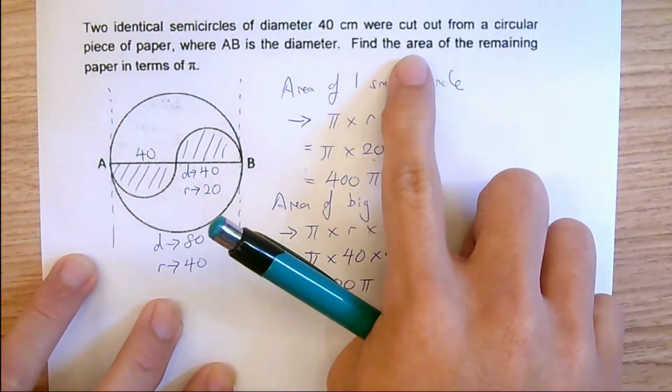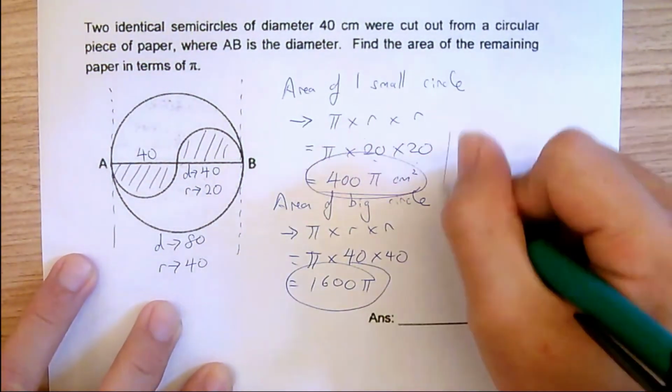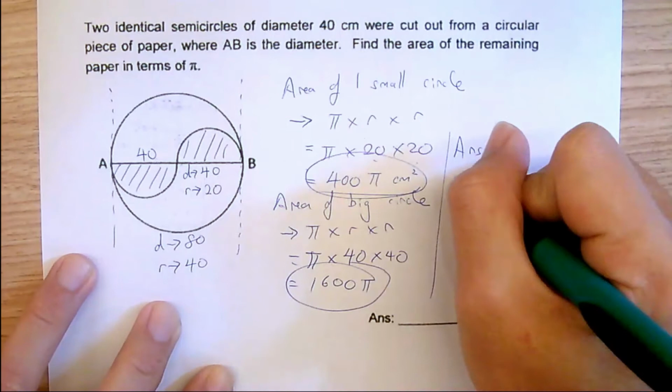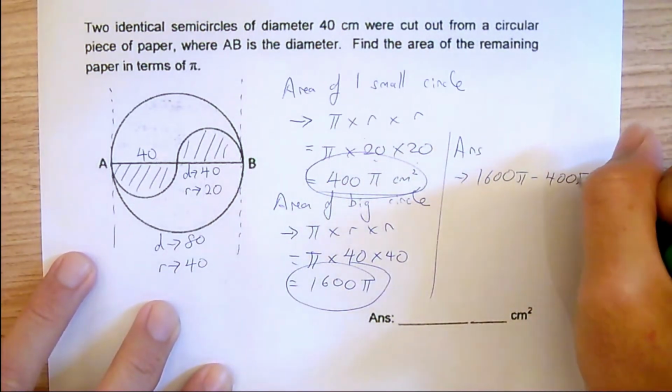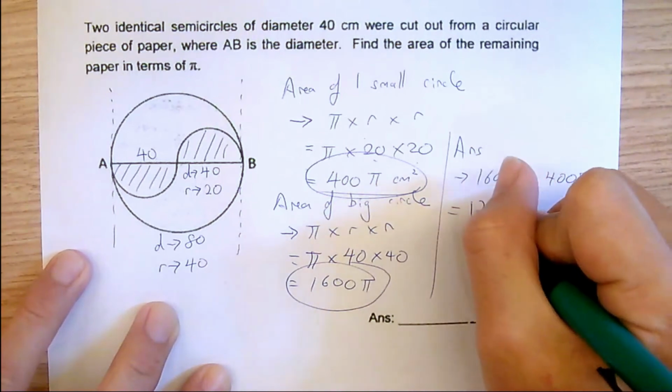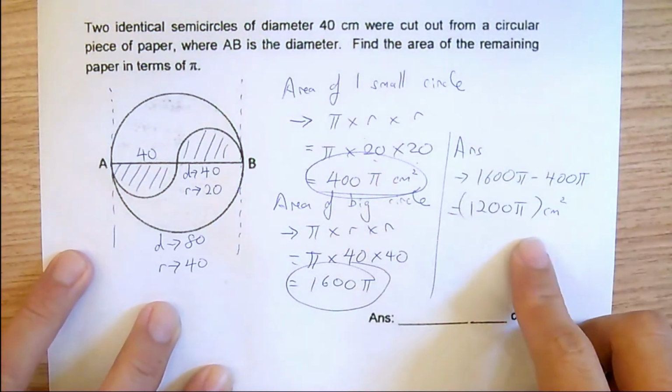Therefore, in order to find the area of the remaining paper, I will have to take this minus this. So my answer would be 1600 pi minus 400 pi. Okay, and that will give me 1200 pi cm squared. So this is actually how you do it.